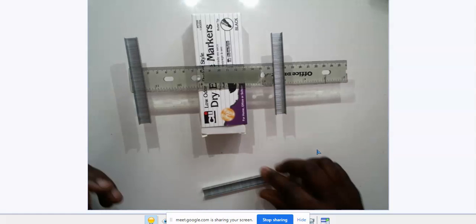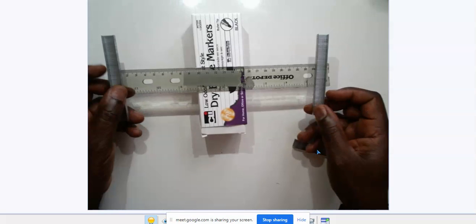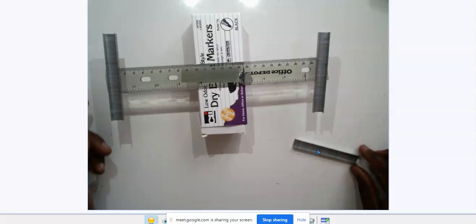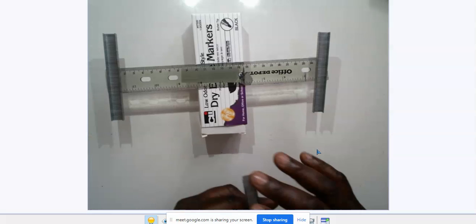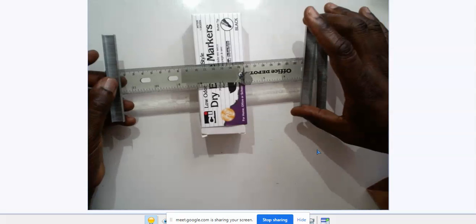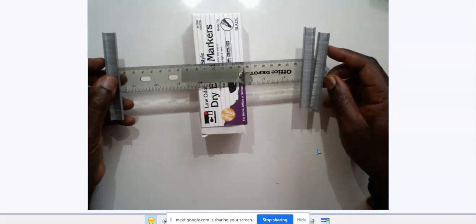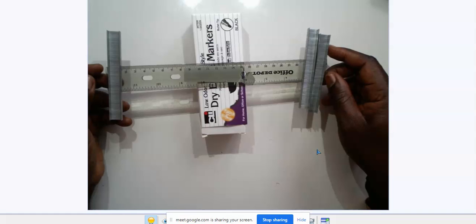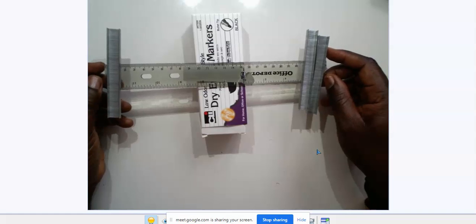Now, supposing this was the beginning again, it was balanced, and now I decide to add one more weight to this side, and this side now becomes heavier and it's no more balanced. What do I do? Which side do I move the ruler to? Is it towards the one that has 2 or towards the one that has 1?